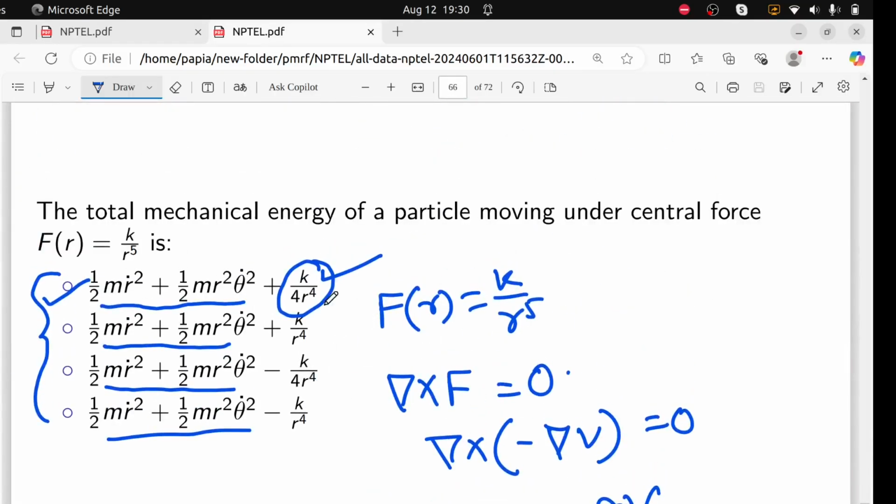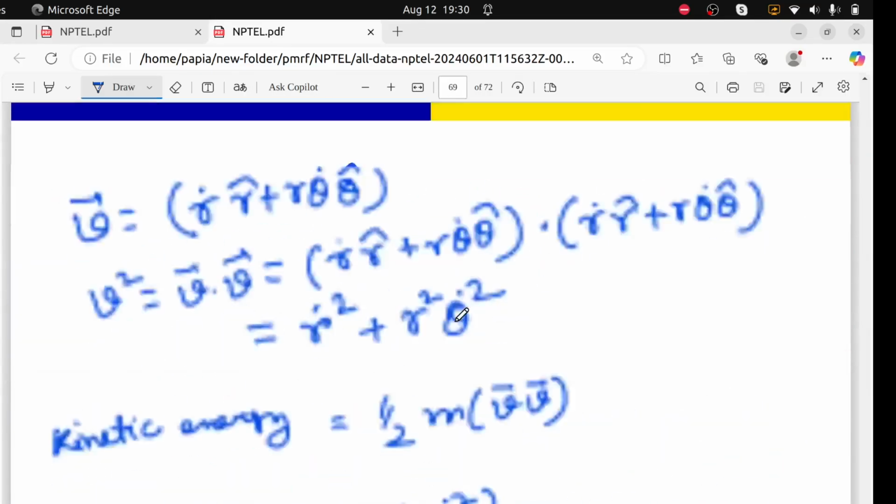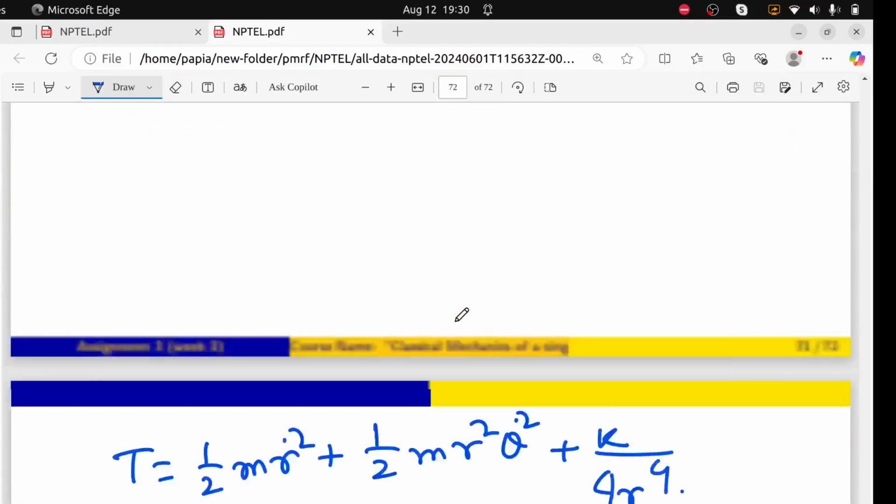Now coming to the fourth one. The fourth one is the mechanical energy, which is kinetic energy plus potential energy. Kinetic energy is the same for all the options, but still we calculate it by hand, and it is exactly coming as half m r dot square plus half m r square theta dot square. And the V is coming as k by 4 r to the power 4. So the answer is this one. Yes.